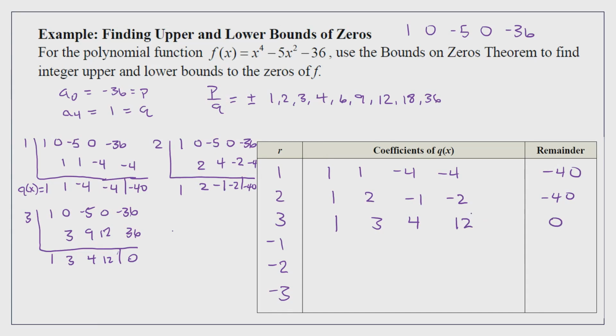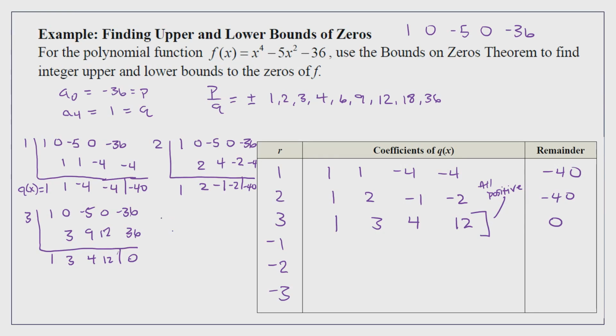Notice that all of these coefficients are positive. Since they are all positive, we know that 3 is our upper bound. Okay? So if all the numbers in the bottom row, excluding the remainder, are non-negative, meaning all positive, then the value of r is our upper bound. So we know 3 is our upper bound. So now that we know our upper bound, we need to find our lower bound.